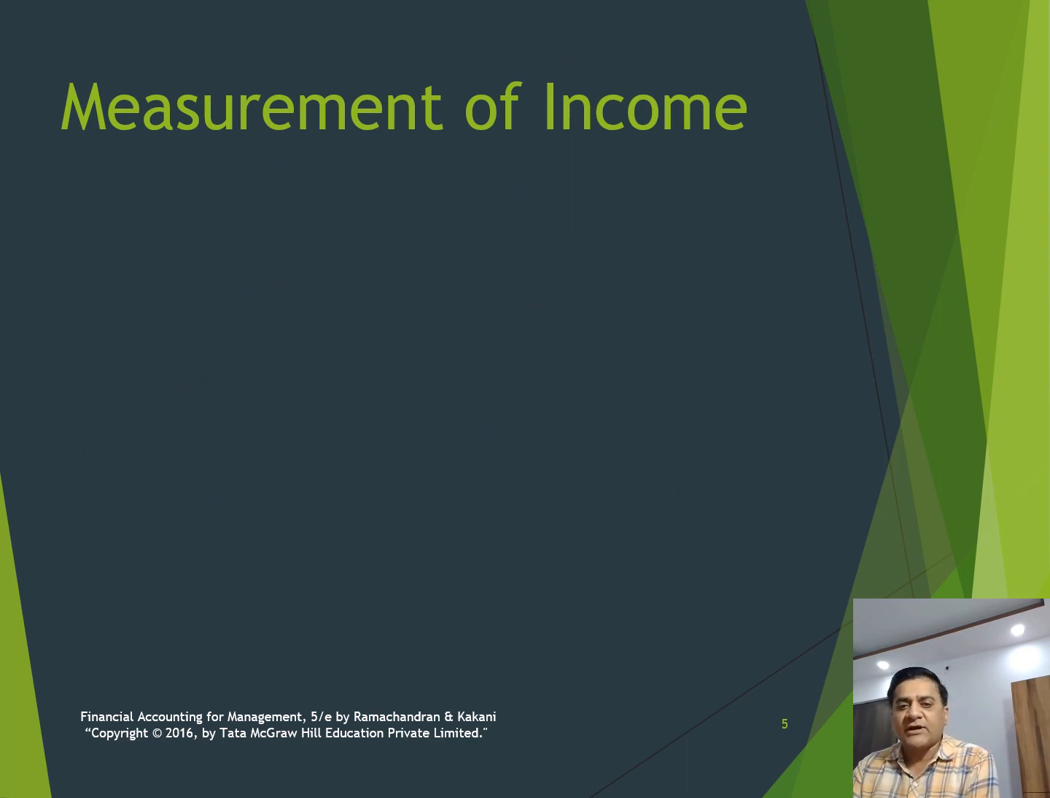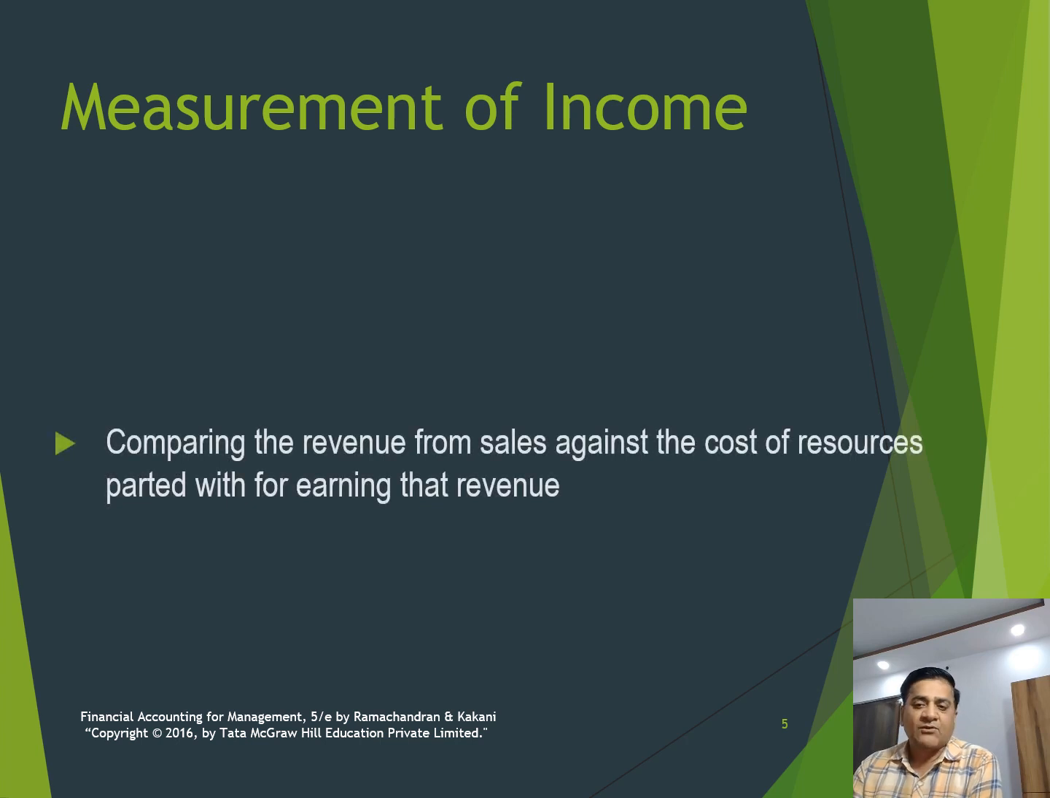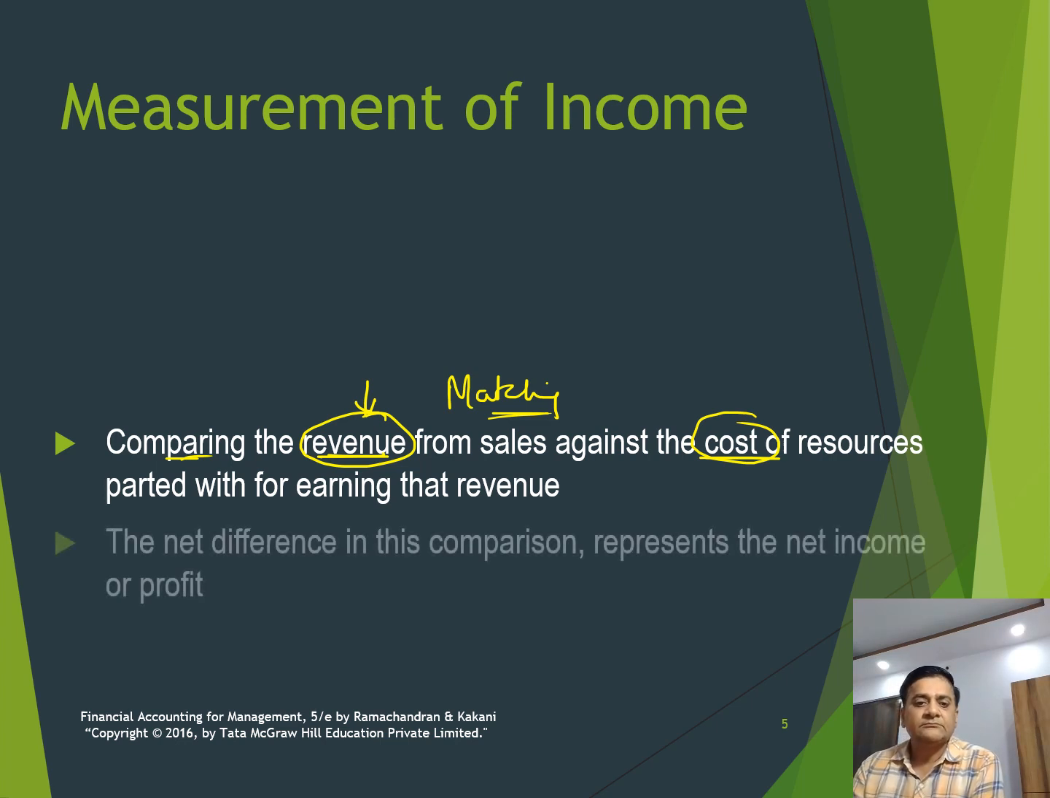Now, let's see what a measurement of income is. This income statement or the P&L account compares the revenue from sales against the cost of resources. What is this? This is nothing but the matching concept. Matching the revenue, what we have received, with the cost, what we have paid during a particular year, right? The net difference represents the income, profit, or if it is negative, my costs are higher, we would say it would result in the loss, right?